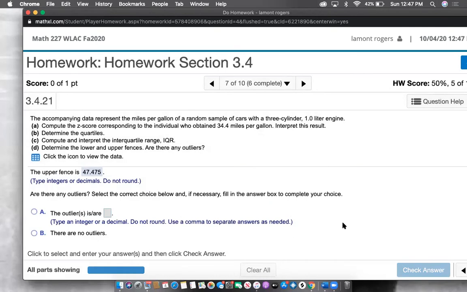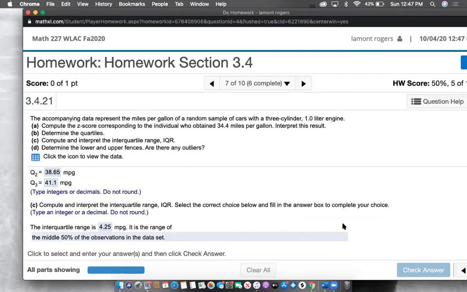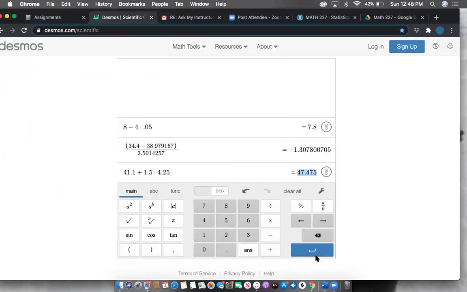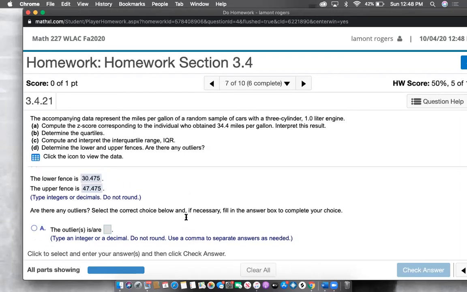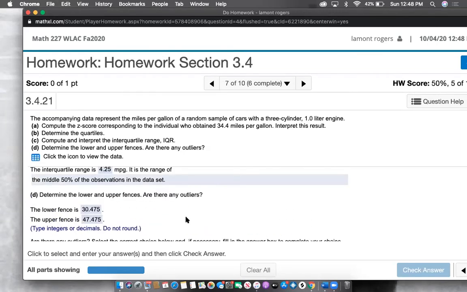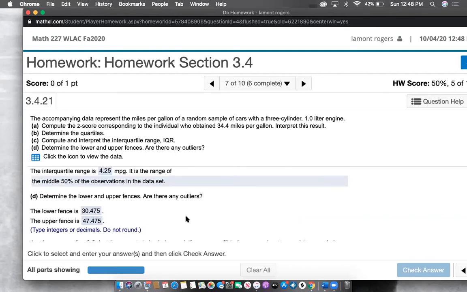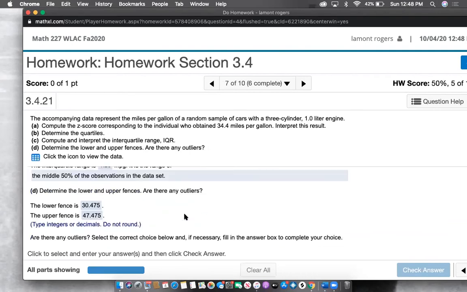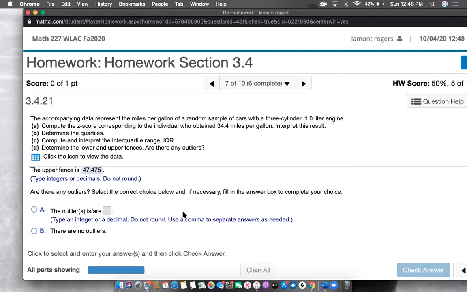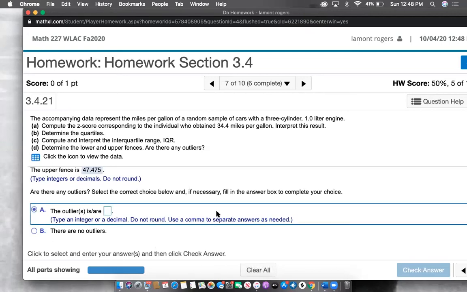Now it says, are there any outliers? Good question. Do you know how to answer that? Since there's a formula to get it, for the outliers, we already have the fences, the 30 and the 47. Those are the boundary points. Now we need to see if there are any points outside of the boundaries. So we need to look at the data to see if any data is smaller than the lower fence or bigger than the upper fence. That's literally how you're supposed to do that.